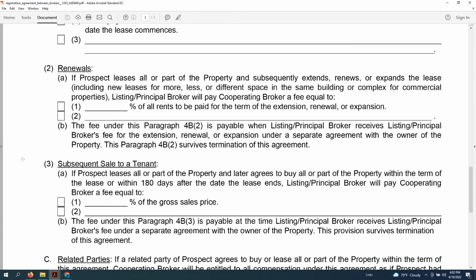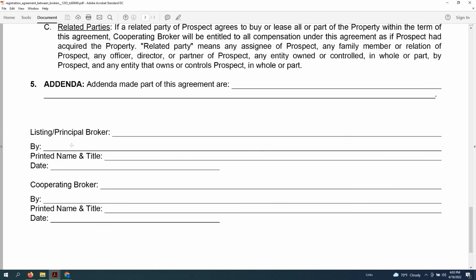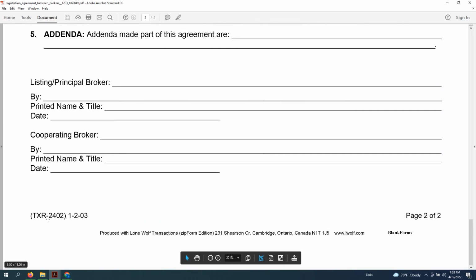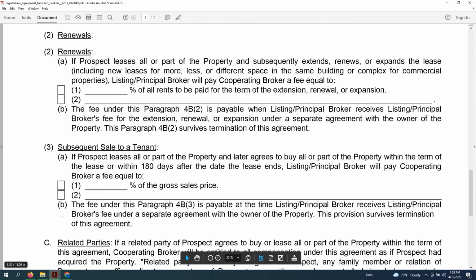One of the things I do want to point out on this renewal, it just hit me on these renewals: the fee is only payable if it was a listing broker that's getting a fee for a renewal or an extension. There's another form. You can check out our other video on it. So this is 2402, a registration between brokers.